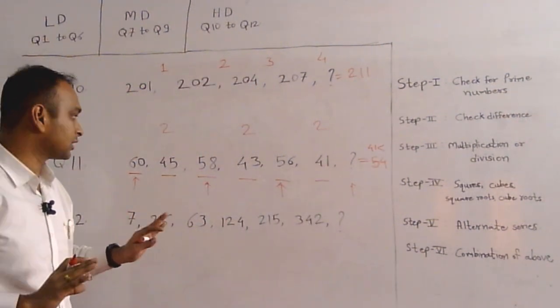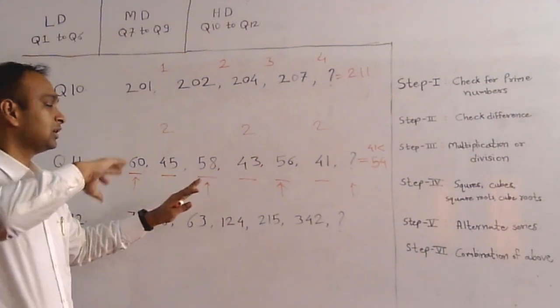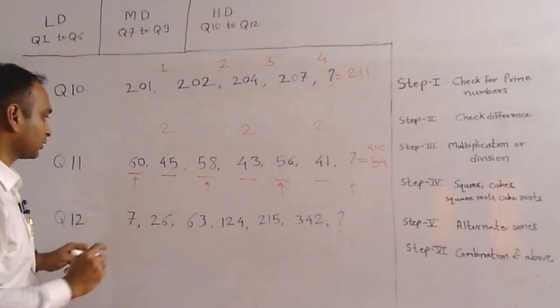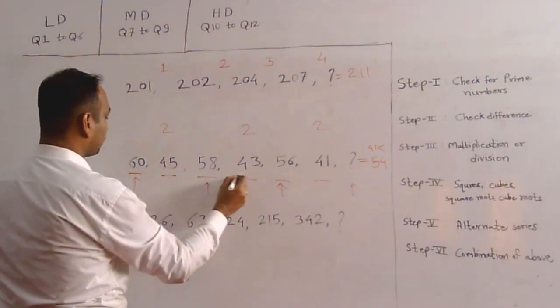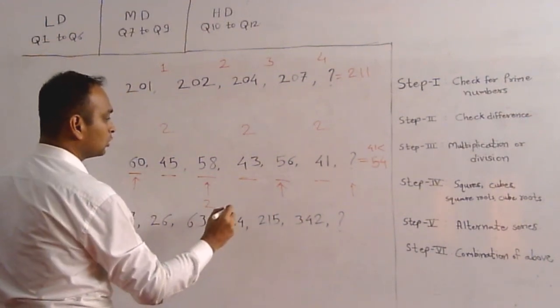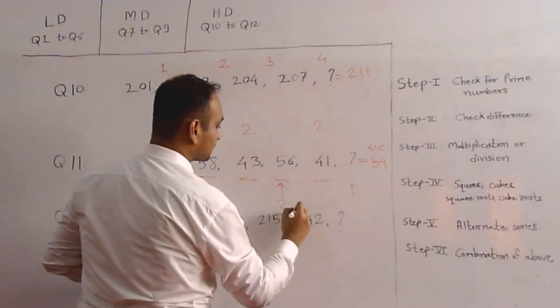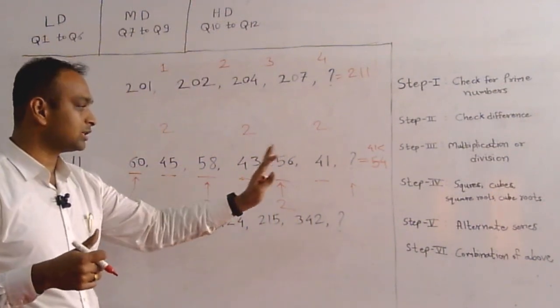Now let's cross check whether this is perfect by checking the logic of the remaining numbers. The remaining numbers are 45, 43 and 41. So 45, 43, the difference is 2. 43, 41, again the difference is 2. And yes, this logic is perfect.